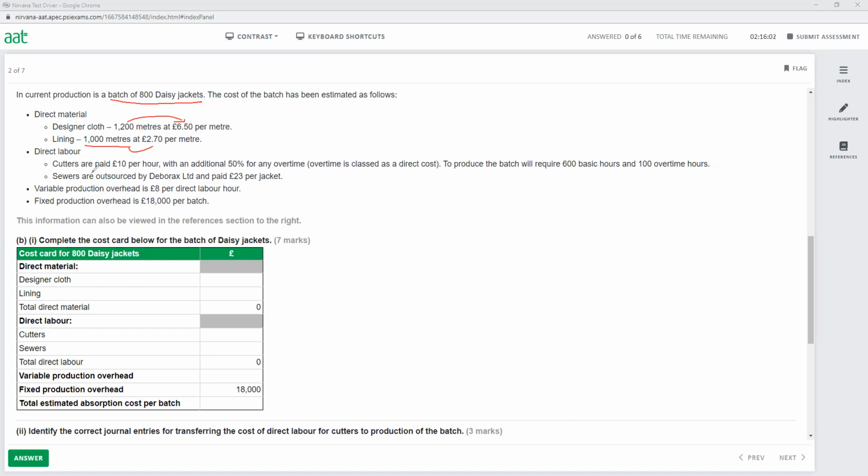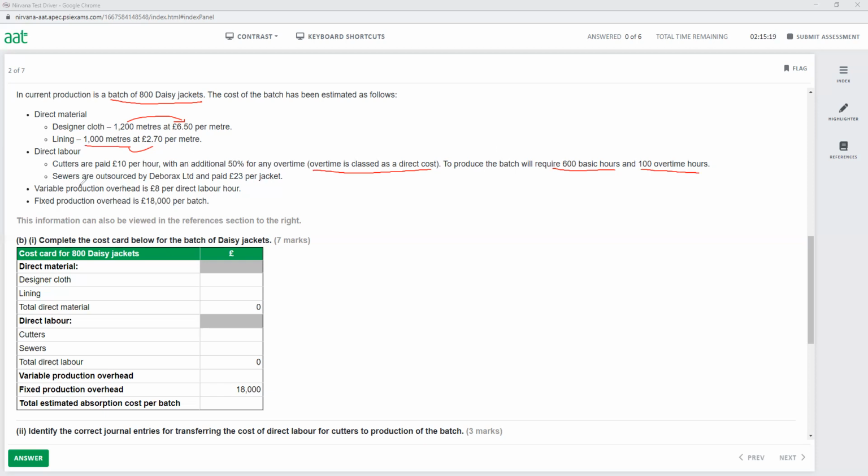The next one, you have direct labor. Cutters are paid £10 per hour. So the basic wage is £10 per hour with an additional 50% for overtime. Overtime is classified as a direct cost. So all the overtime will be classified as a direct cost. Remember that if we have job costing, the overtime will always be classified as a direct cost. To produce the batch will require 600 basic hours. We need 600 basic hours and 100 overtime. And the overtime rate is 50% extra, that is time and a half. So it will be 10 plus 5, so 15 per hour.